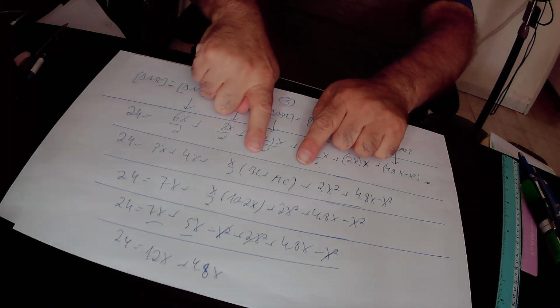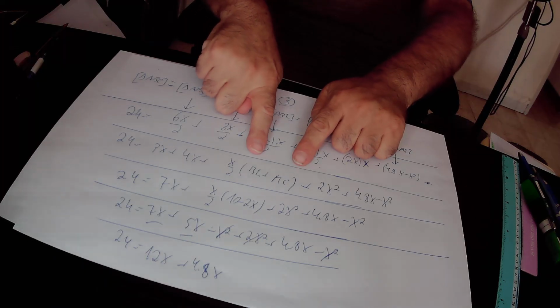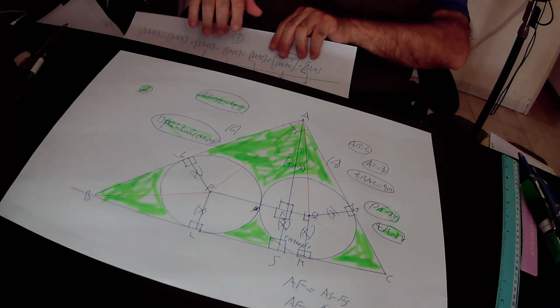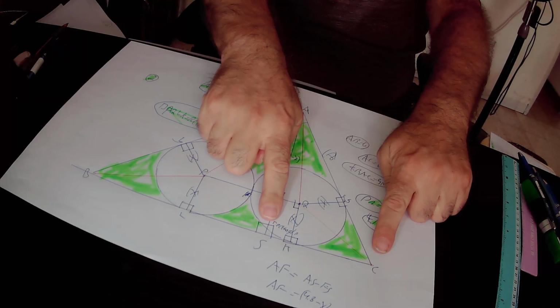What is the value of BL plus KC? We must express all the areas of those three shapes in terms of x. And then we'll have one variable in one equation. We are able to solve one variable in one equation. So we have to express BL plus KC in terms of x. This is BL, this is KC.